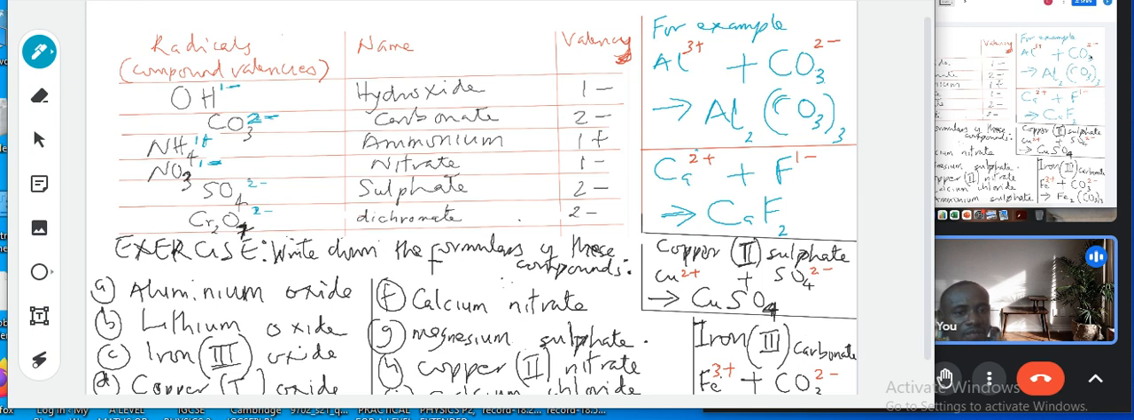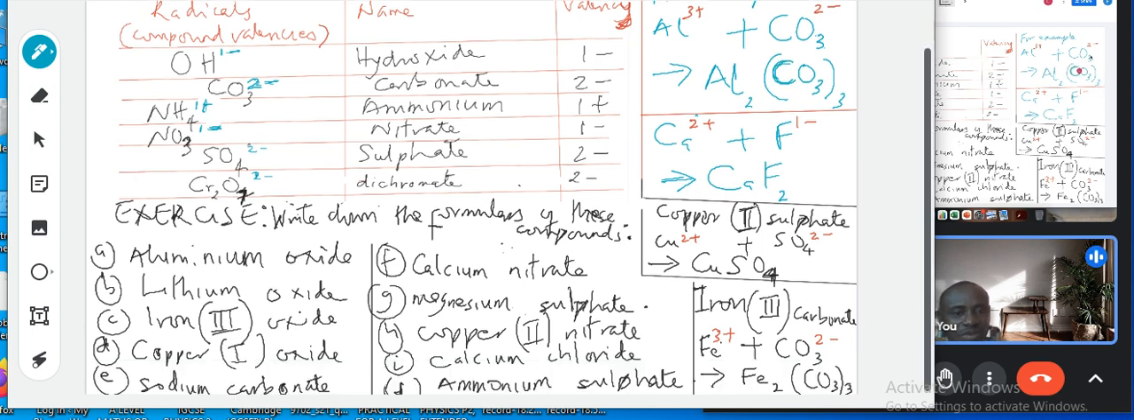Alright, so that's that about that. Now, can you quickly do this so that we don't waste time on this? For instance, what's the formula of aluminum oxide? Let's just practice this.